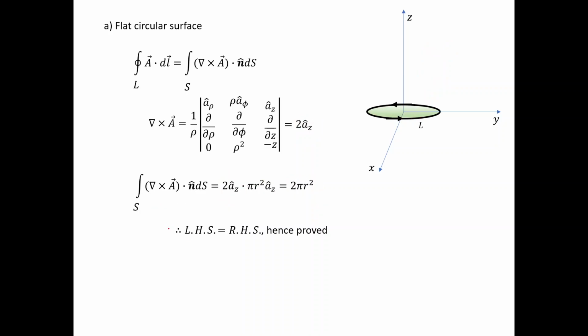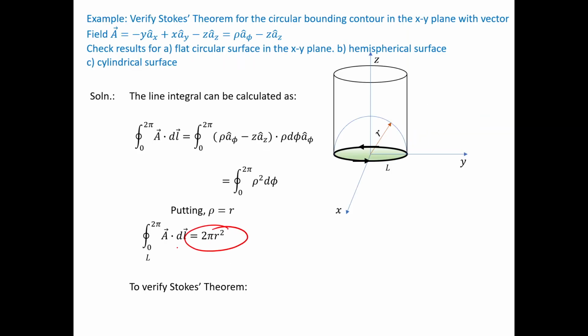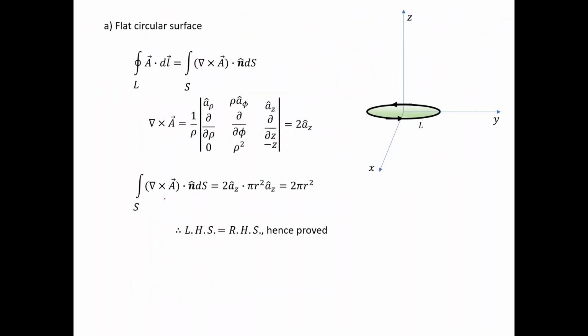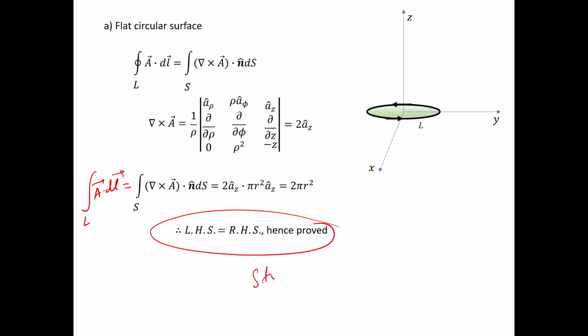Now we already know that the line integral is 2 pi r square. Hence we can say the line integral equals the surface integral. Hence LHS is equal to RHS, proved. Stokes theorem verified.